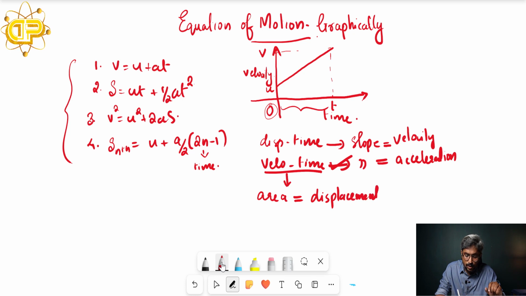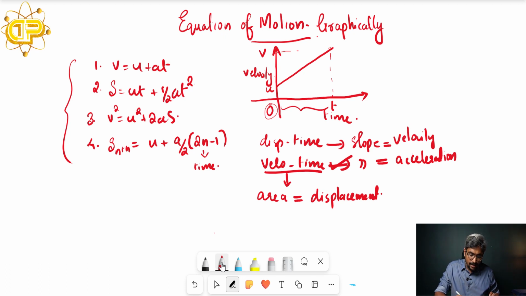Those who want to study it more clearly can once again go to the 9th standard video that I will pin somewhere here, and find out how we can get the displacement by finding the area. Each and every piece of information is explained clearly in that particular video. So these are the basic things.